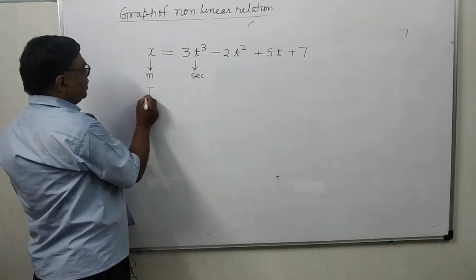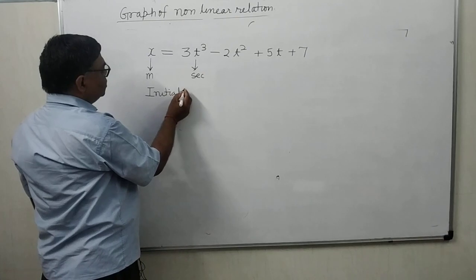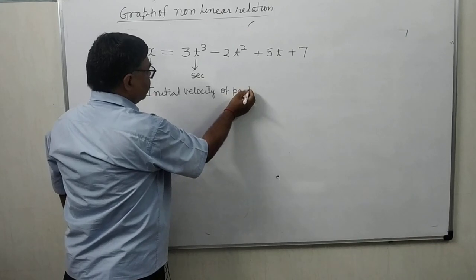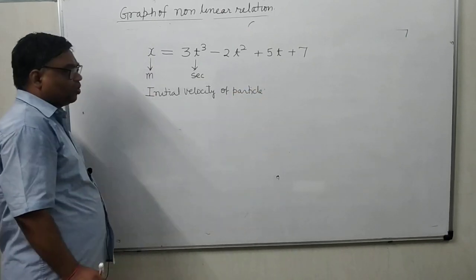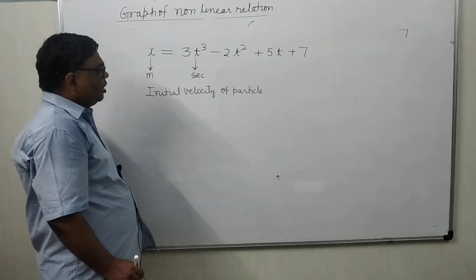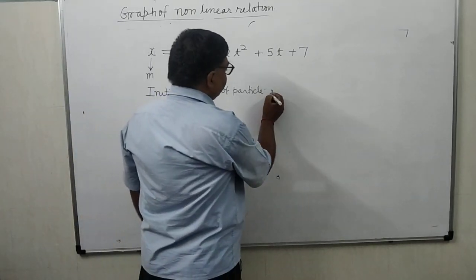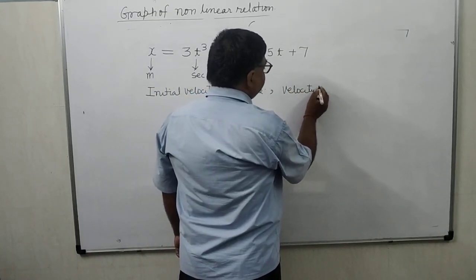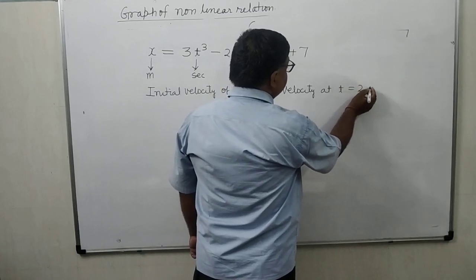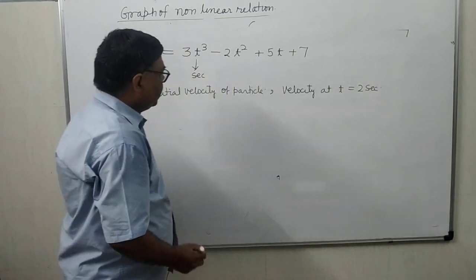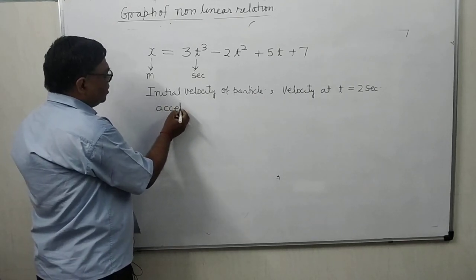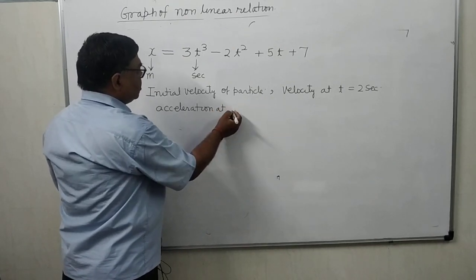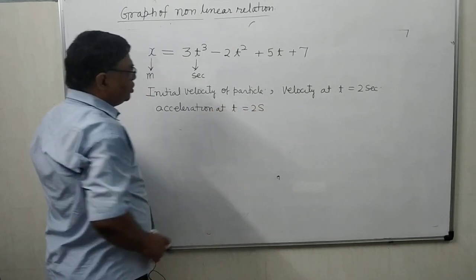We have to determine the initial velocity of the particle. It's clear? Then the second point, we have to find the velocity at t equals 2 seconds. Then the acceleration at t equals 2 seconds. These things we have to determine.